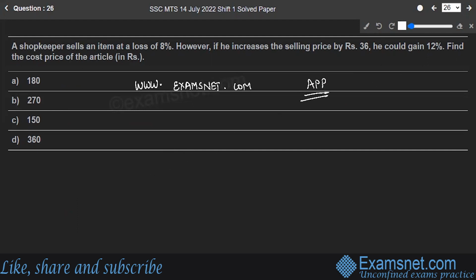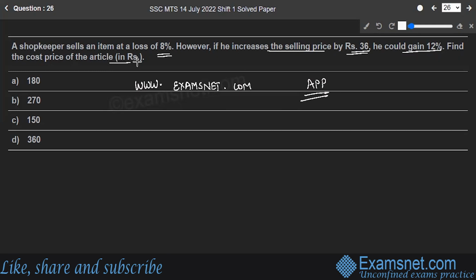So let's go forward. Let's start with our mathematical question. Question number 26. It says a shopkeeper sells an item at a loss of 8%. However, if he increases the selling price by 36 rupees, he could gain 12%. Find the cost price of the article in rupees.